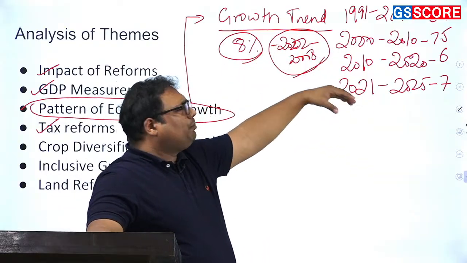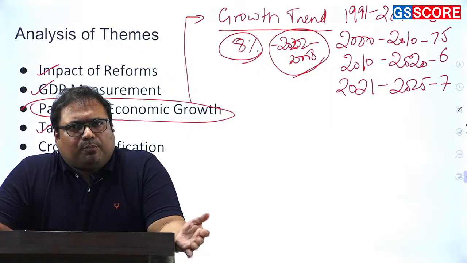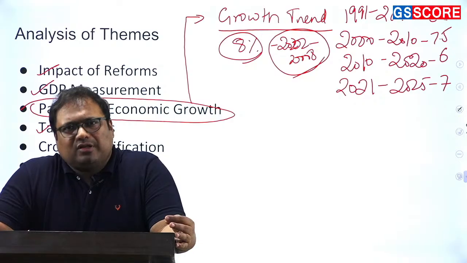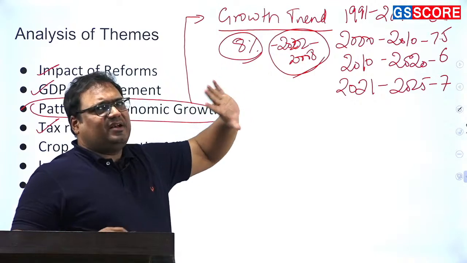I'm just giving you example. Similar trend you need to identify. For example, you are looking at trend of employment. You need to look into the labor force participation. You need to look at the unemployment rate. Every decade, what is the rate? So this is just an idea.